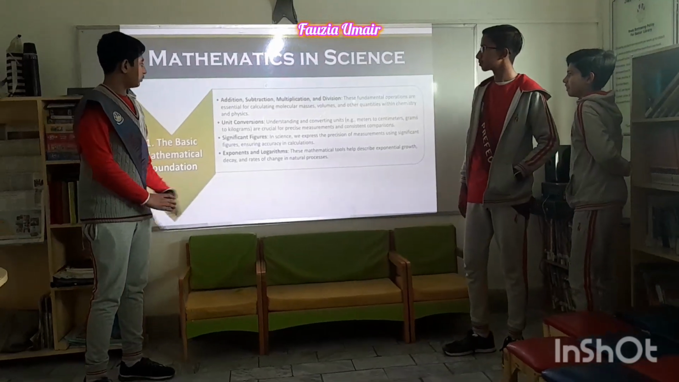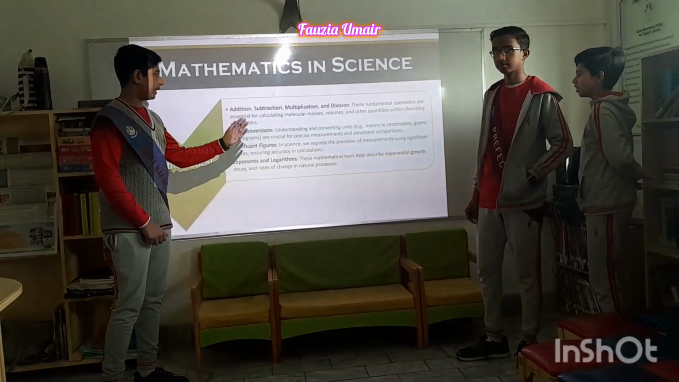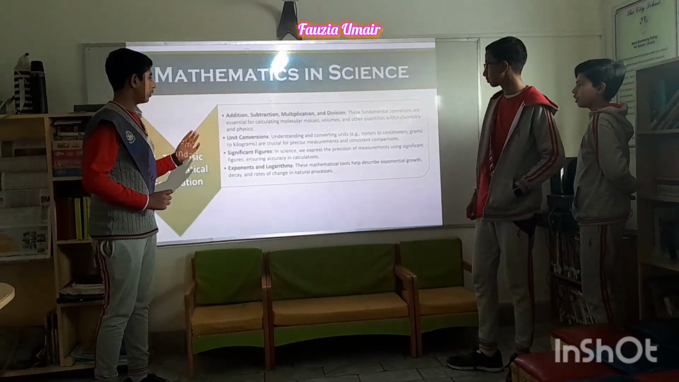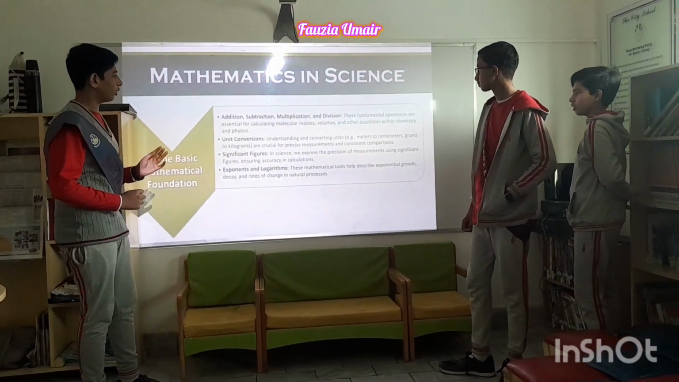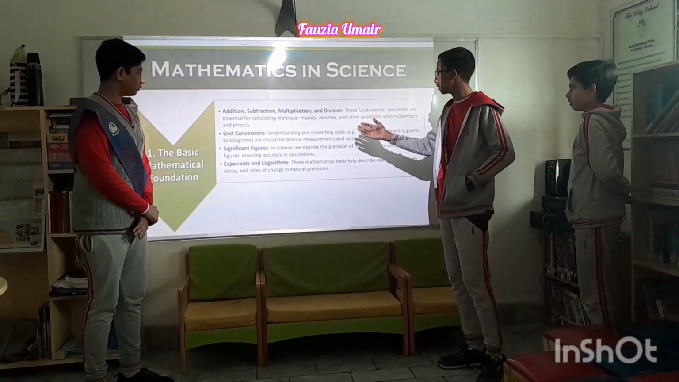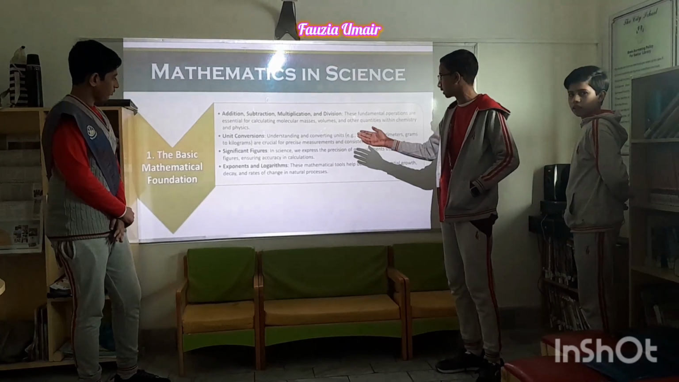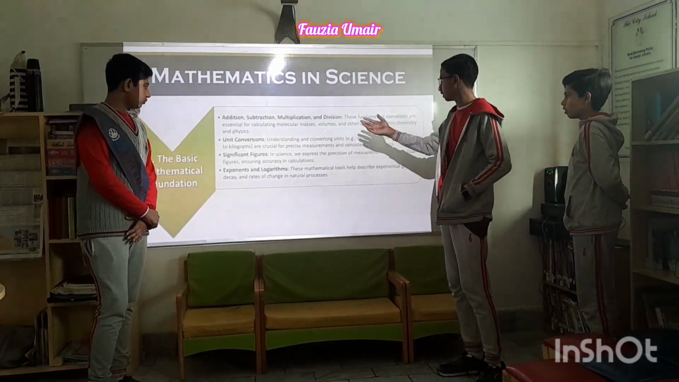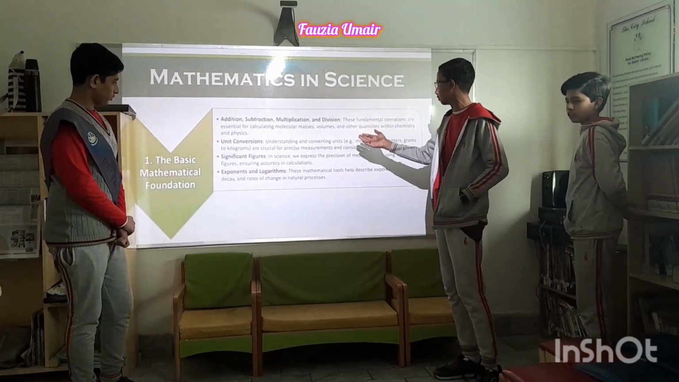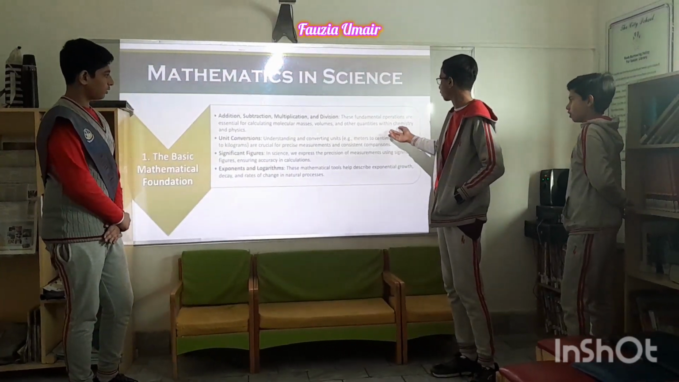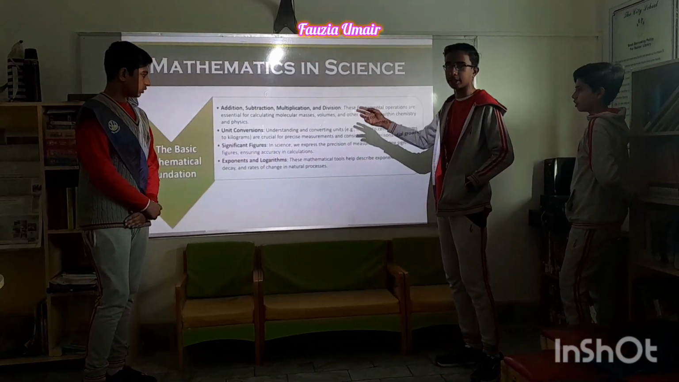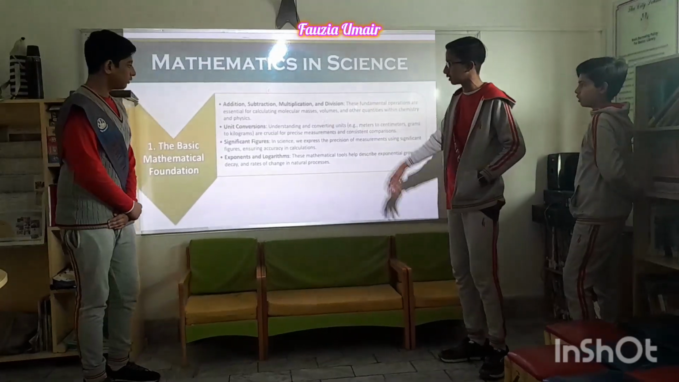First of all, we will explain to you how addition, subtraction, multiplication and division are useful in science. These fundamental operations are essential for calculating molecular masses, volumes, and other quantities within chemistry and physics. So over here addition, subtraction, multiplication and division are parts of maths, but these can also be used for calculating molecular masses, volumes and other quantities which are of chemistry and physics. So maths, addition, subtraction, multiplication and division is interlinked with science.